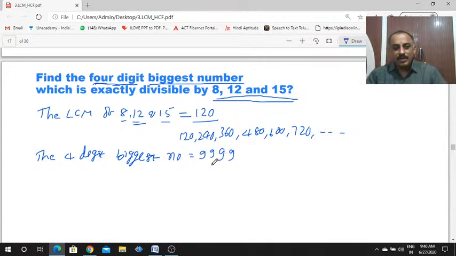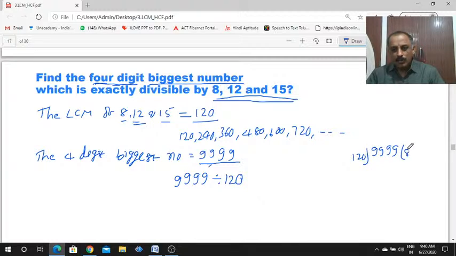So, if 9,999 is divisible by 120, that is our answer. 9,999 divided by 120. 9,999 is not divisible by 120. Here you will get some remainder. 9,999 divided by 120. 8 twelves are 96, so 960. Remainder 39.